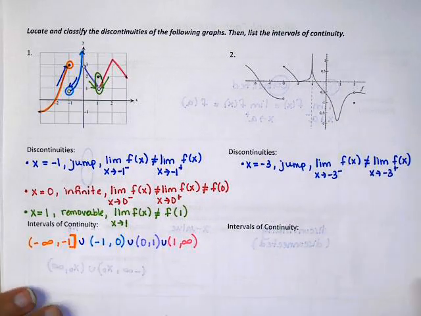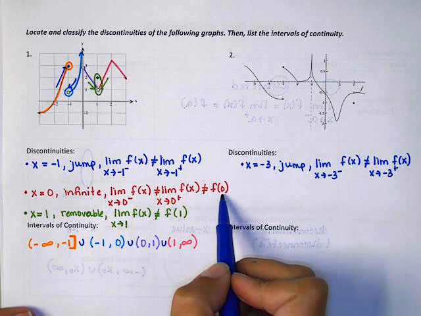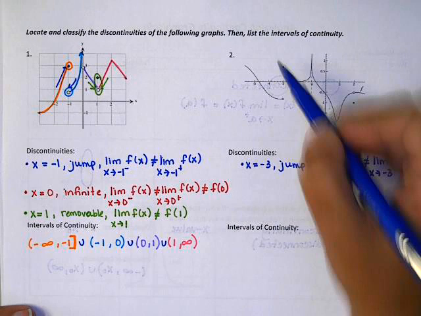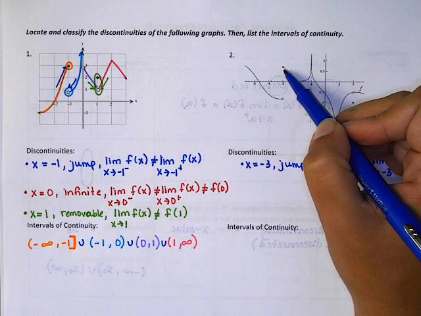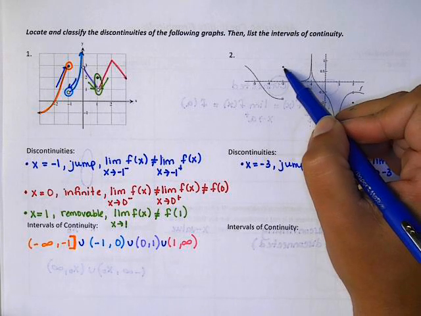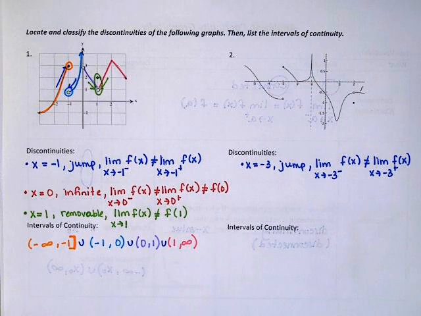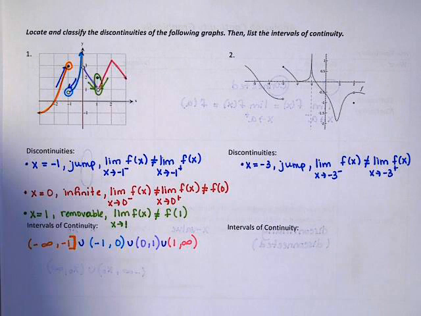Now I would not write this does not equal f of negative 3 for this example because one of the sides of these limits, one of the sides of this piece does equal f of negative 3. There's a closed circle there. So I can't say does not equal f of negative 3.